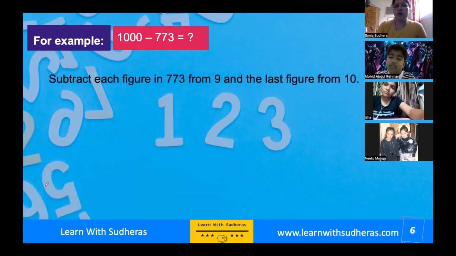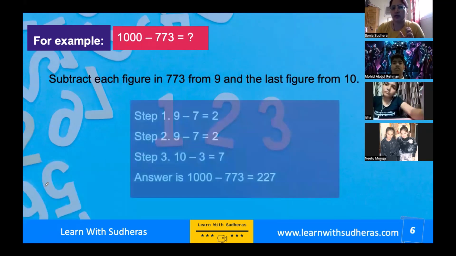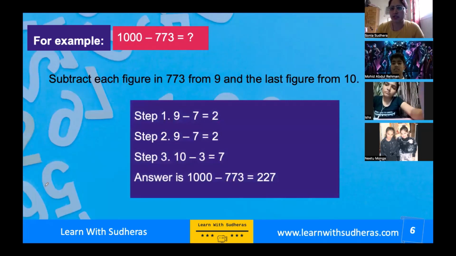What we need to do is subtract each figure in 773 from 9 and the last from 10. So 9 minus 7 is equal to 2. Just start from the left side, okay? Don't start from the right, start from the left side. In Vedic maths, everything we start from the left side. Only the last part, only the answer, we can write from right to left. Otherwise, we write left to right, okay?